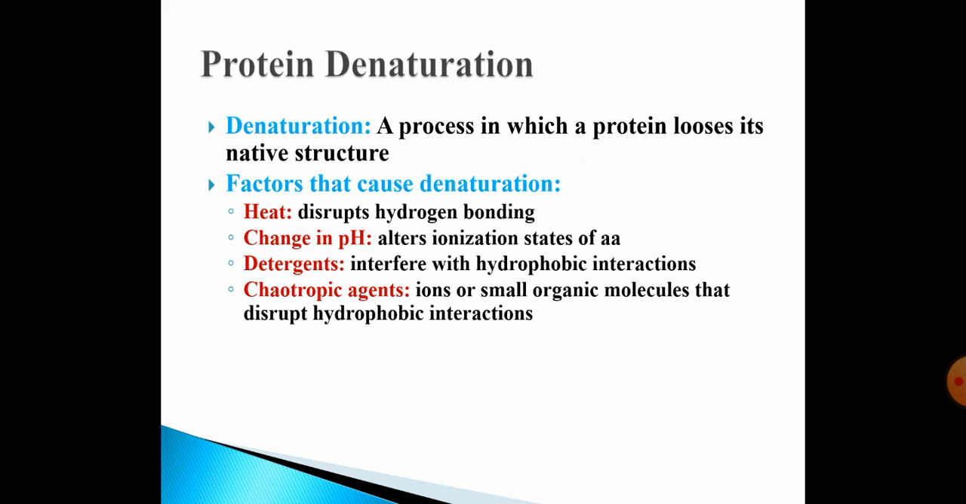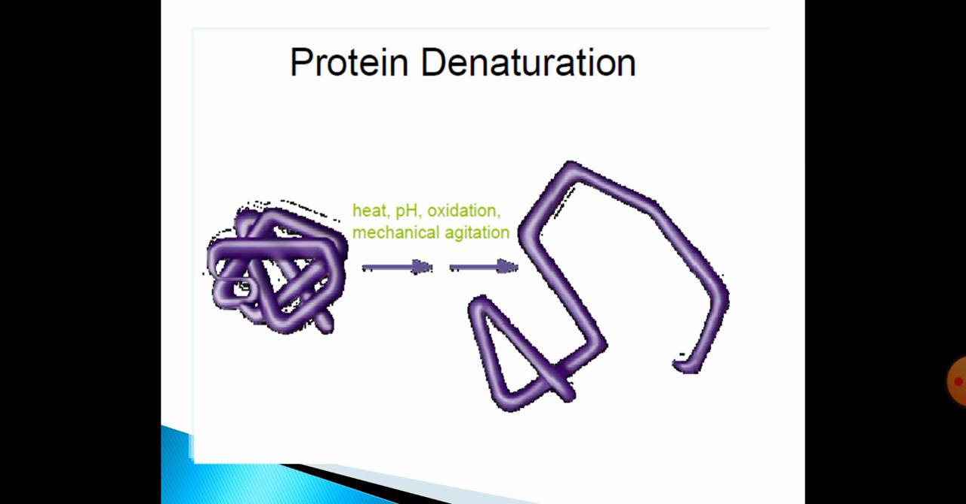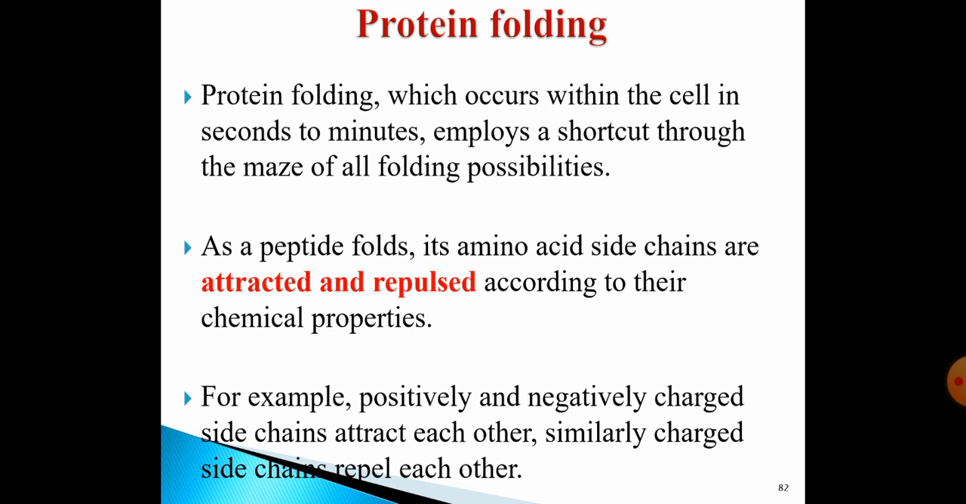Protein denaturation is the process in which a protein loses its function. Factors that cause it include heat, change in pH, and detergent. Changing the pH changes the charges. This is how it happens. For example, if hemoglobin is denatured, its subunits become single peptides. Protein folding is very important, and occurs within the cells in seconds to minutes. It employs shortcuts rather than testing all the folding possibilities. That means after protein synthesis, the protein folds.